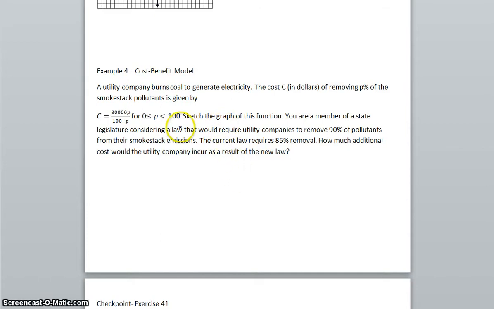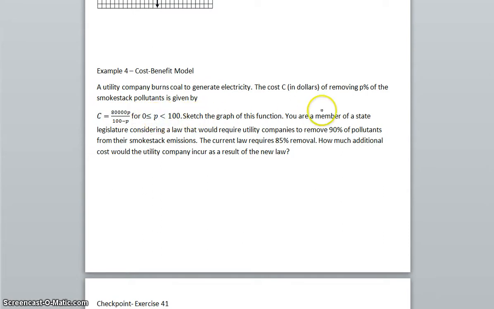So we're going to look at this problem for a second, and then I'm going to zoom in. It says a utility company burns coal to generate electricity. The cost in removing P% of the smokestack pollutants is given by this function. Notice we have a function with a numerator and a denominator with two different functions defined. And then they give us restrictions for letter P.